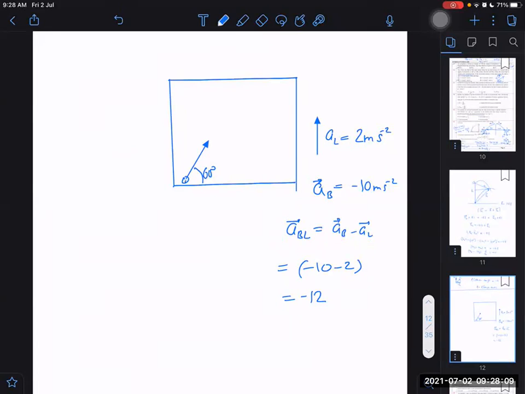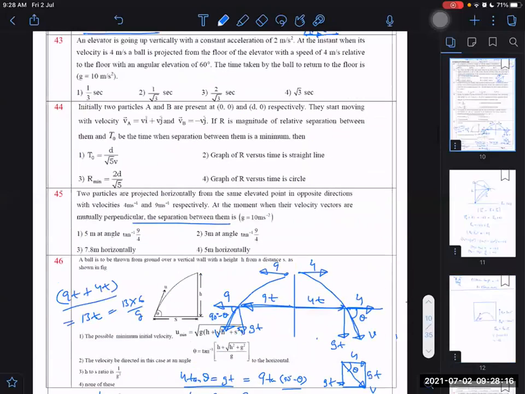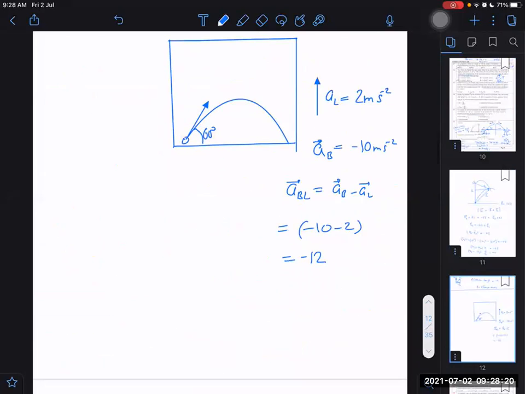So after this, they are asking when it strikes back. What is the question? Let me check this. The time taken to return. So what is the normal formula for the time? The normal formula, if I use the HUT formula, is 2 UY by AY mod. But remember one thing: if UY is not UY but it is B with respect to L along Y, then the acceleration will also be B with respect to L along Y.